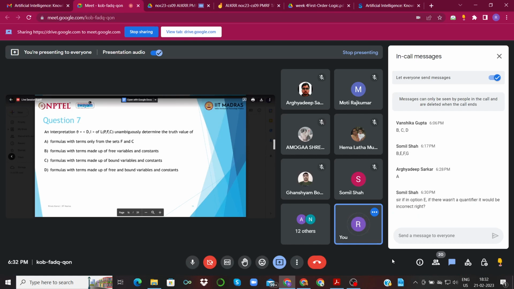Okay, question 7 says that an interpretation I equals to d comma I of LPFC unambiguously determines the truth value of which of the following. Okay, so I'll launch a poll for this one again.